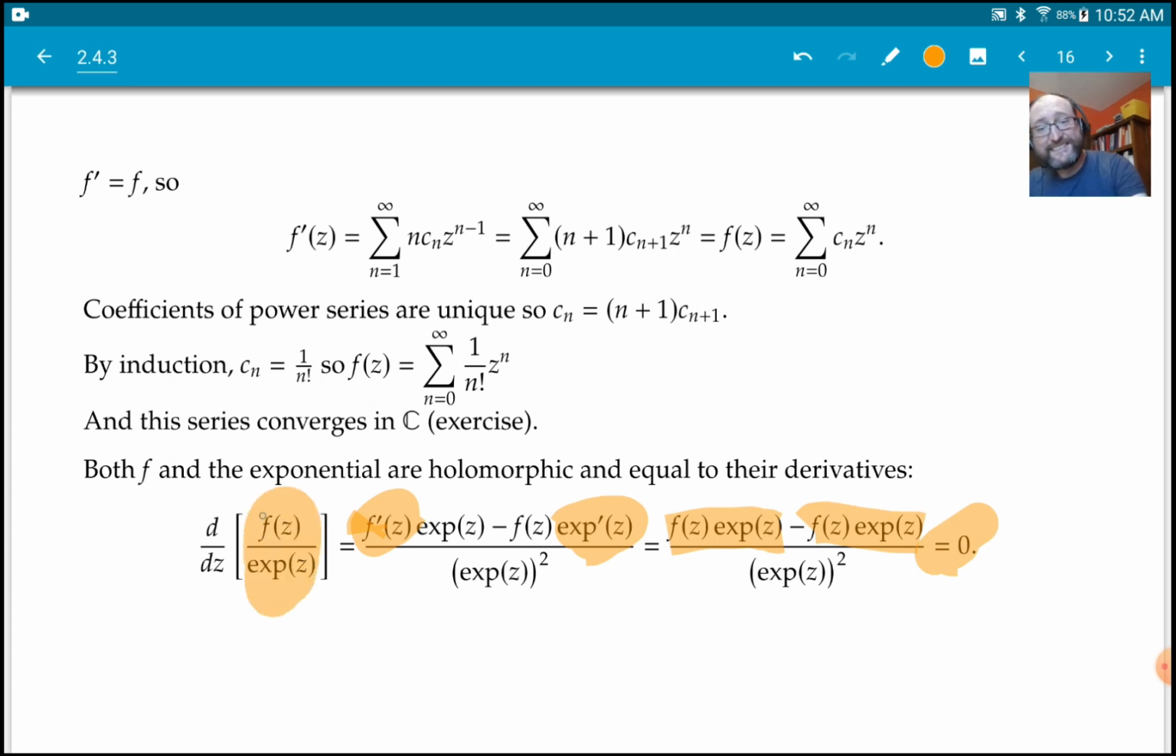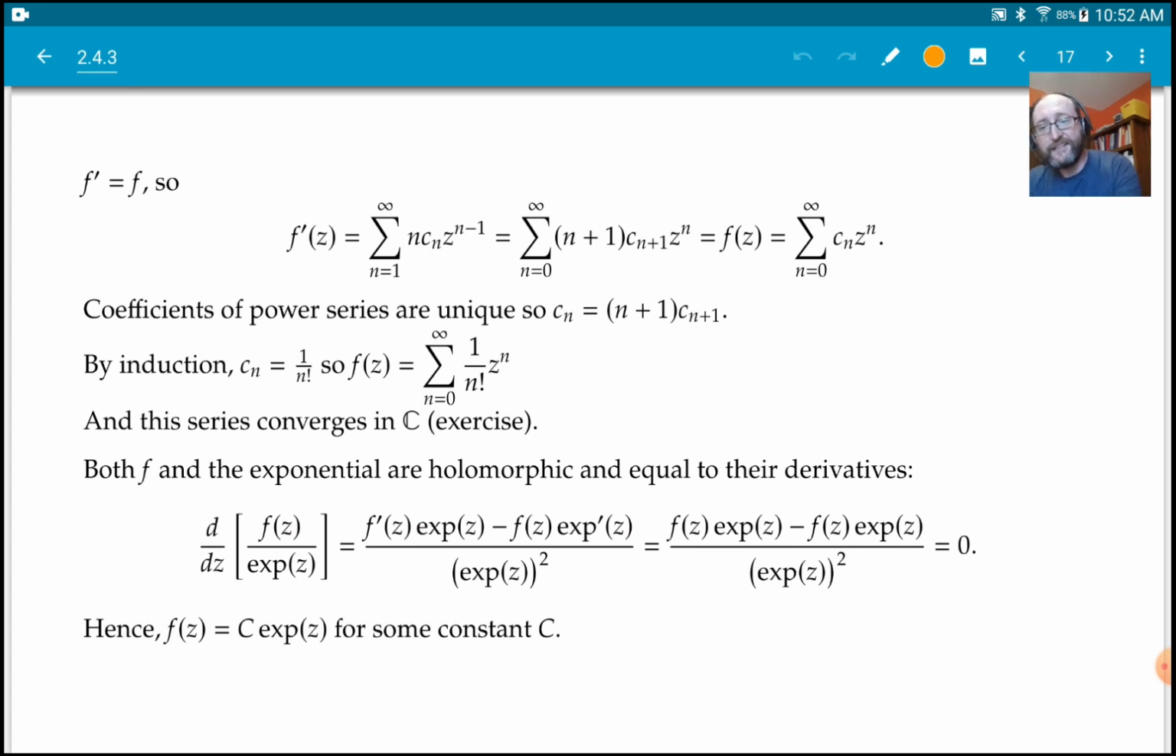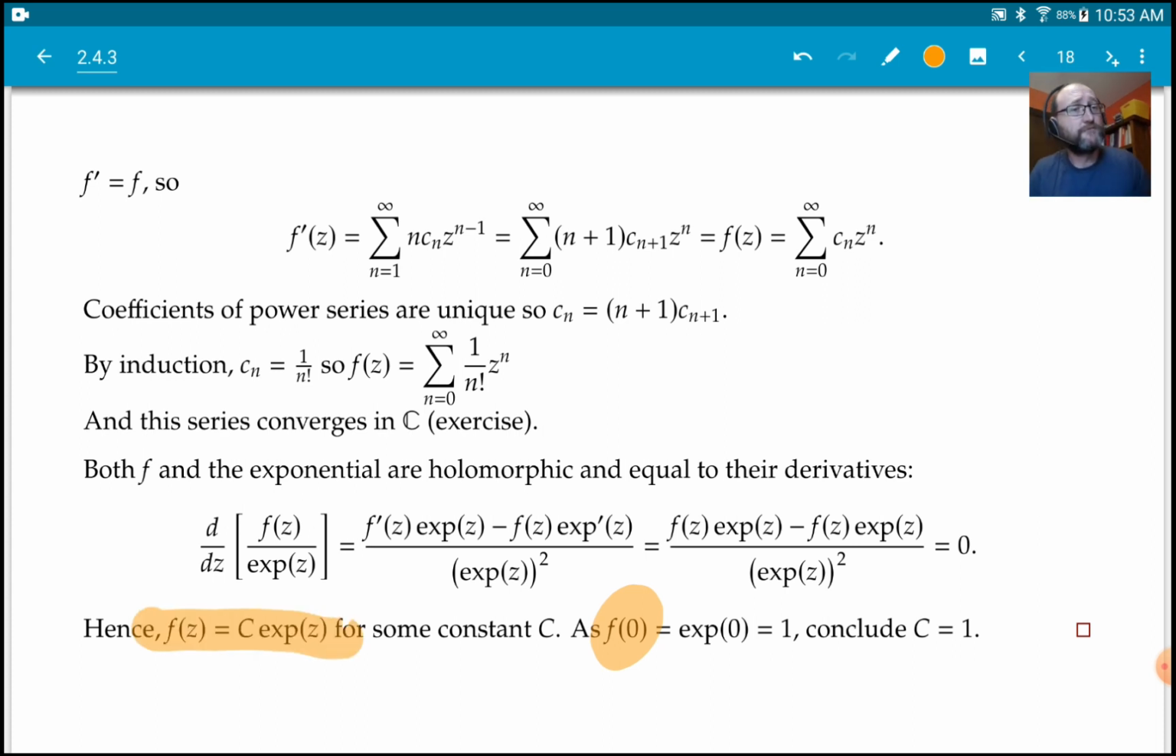So this thing is constant. What does it mean? It means that f is some constant times the exponential, right? So we just need to figure out what that constant is. That's easy. You can again plug in that f at 0 is supposed to be 1 and the exponential at 0 is supposed to be 1. So that constant had better be 1, right? Because it is supposed to hold for all z. Well, there we go.